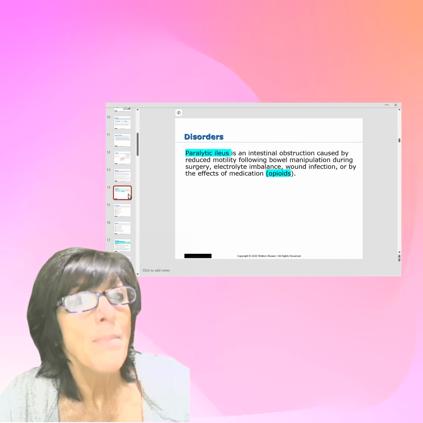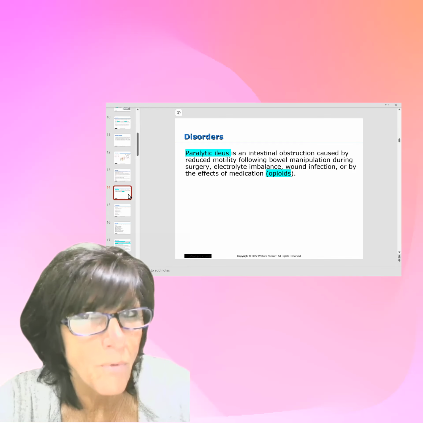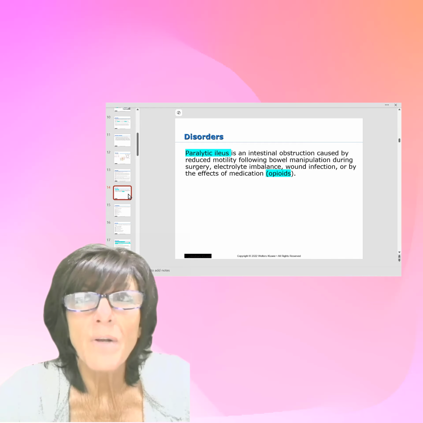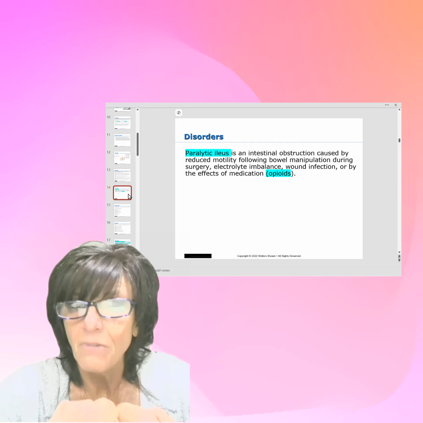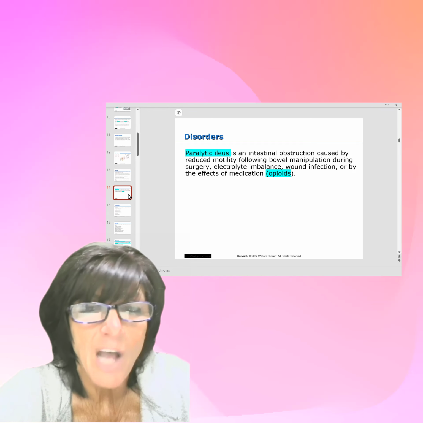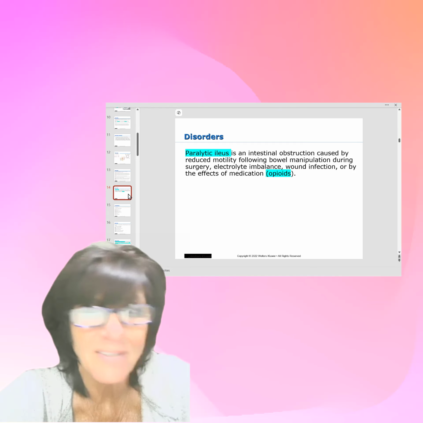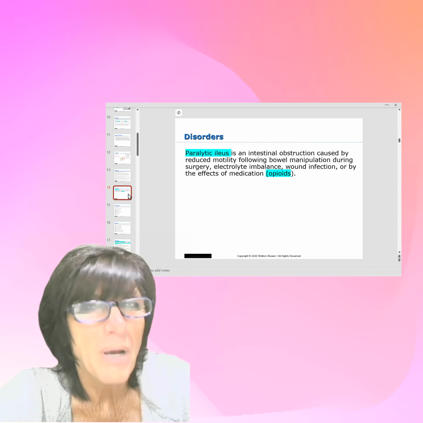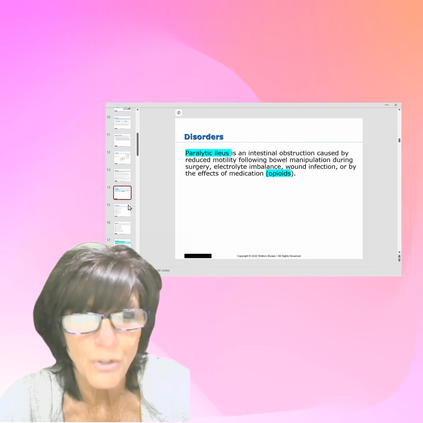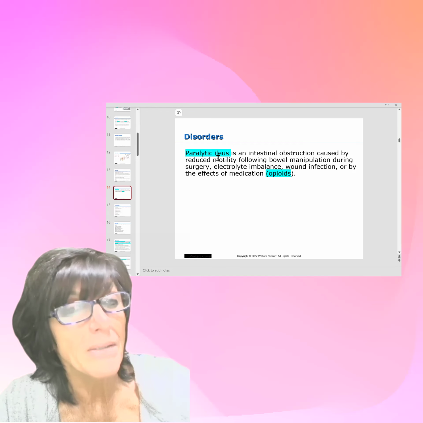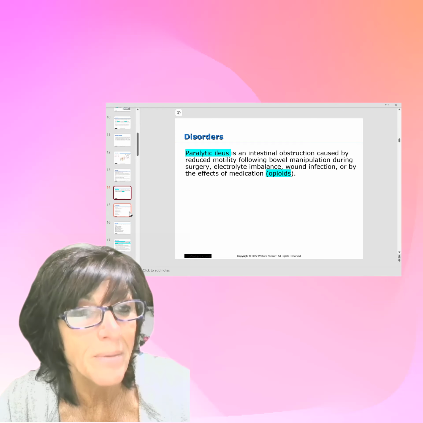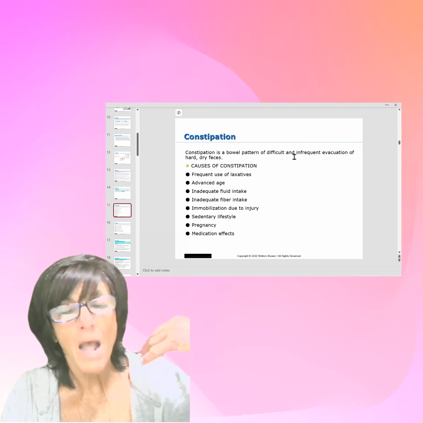Disorders of the bowel. Paralytic ileus. You've heard me say this before as a result of opioids. It's basically an intestinal obstruction because part of the bowel kind of seizes, right? It just freezes and there's no peristalsis. Lots of different reasons other than opioids can be different medications, electrolyte imbalances, but most often after surgery. Most common reason is after surgery. And you would identify it by listening to bowel sounds and not hearing anything. Okay, that's an emergency.